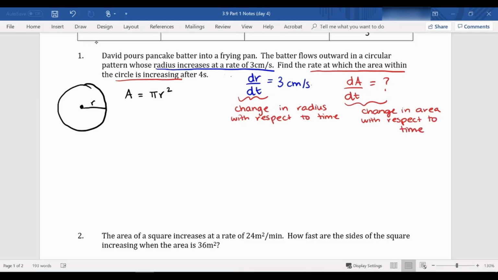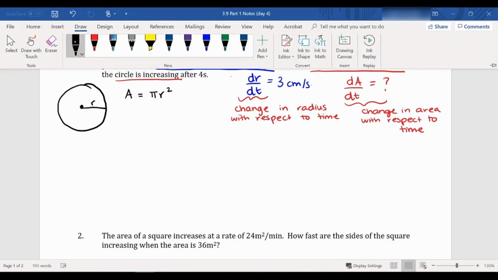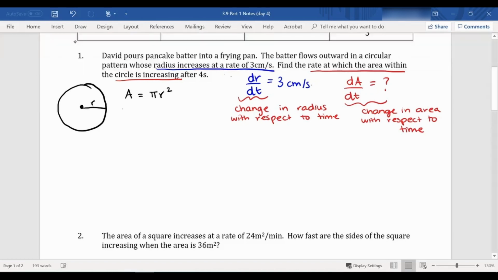So if I take a look at the formula that I have for area, we can do implicit differentiation with respect to time to come up with a relationship between dA/dt and dr/dt. So if I do my implicit differentiation on this formula here, the derivative on the left side would be the derivative of A. And if we're going to do our derivatives with respect to time, this would be dA/dt.